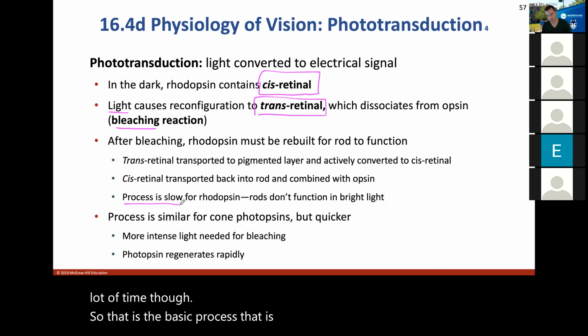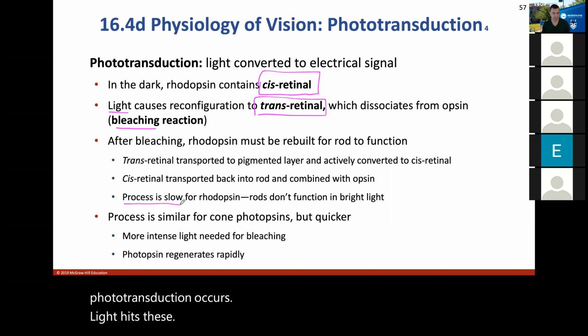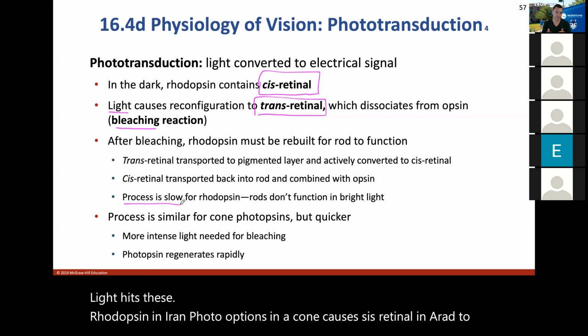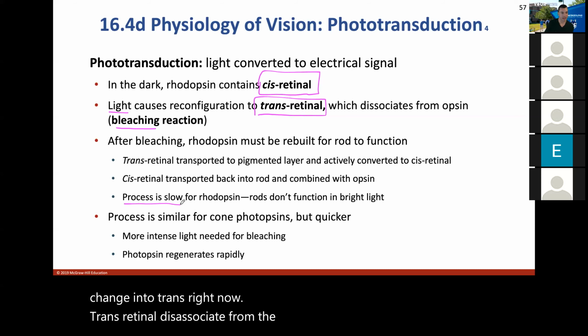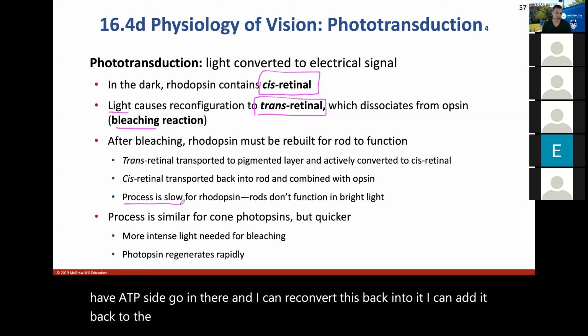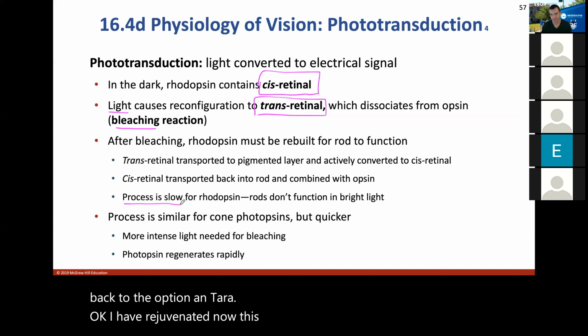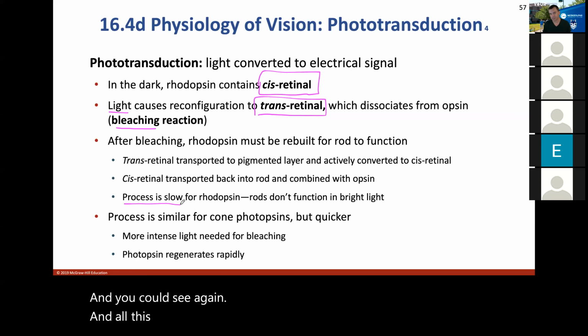That's how phototransduction occurs. Light hits these photopigments, rhodopsin in a rod, photopsins in a cone, causes cis retinol in a rod to change into trans retinol. Trans retinol disassociates from the opsin. Need to have vitamin A, need to have ATP, so I can go in there and reconvert this back. I can add it back to the opsin and ta-da, I have rejuvenated this bleached photopigment. And you can see again. And all this takes roughly about a half hour, let's say. Let's keep it simple.